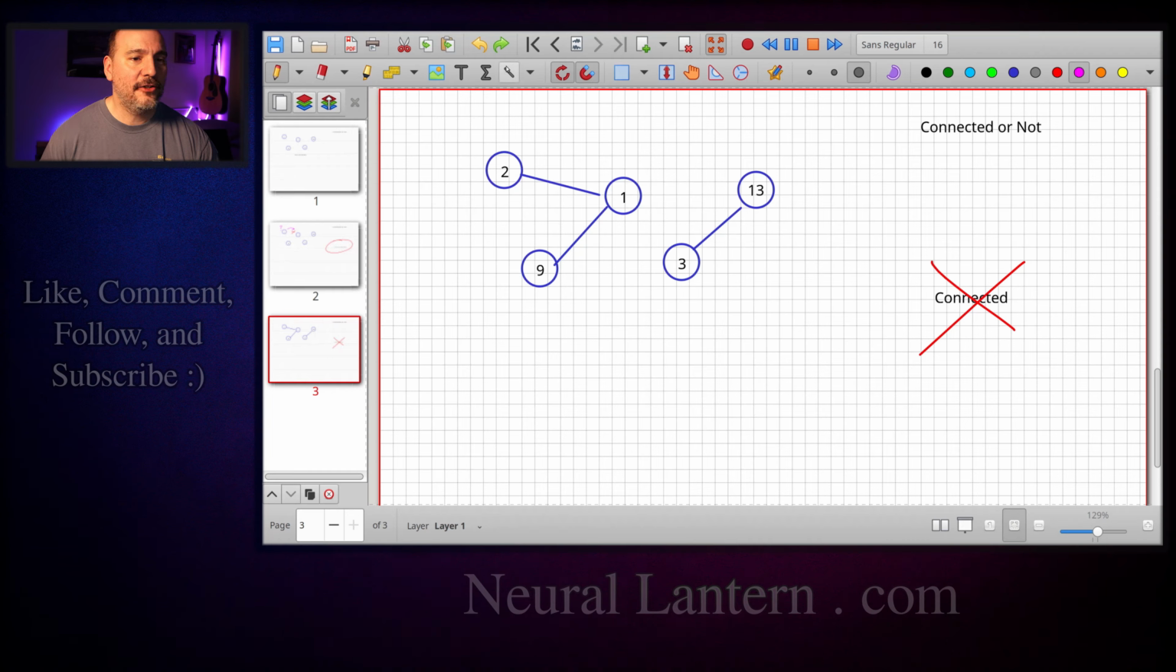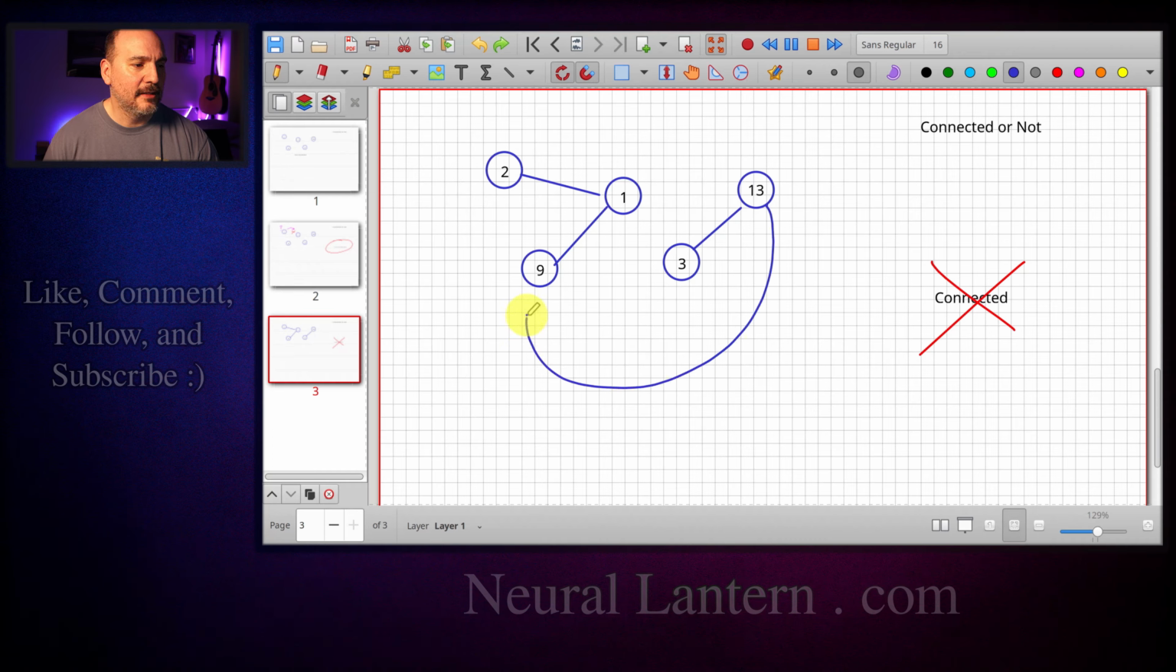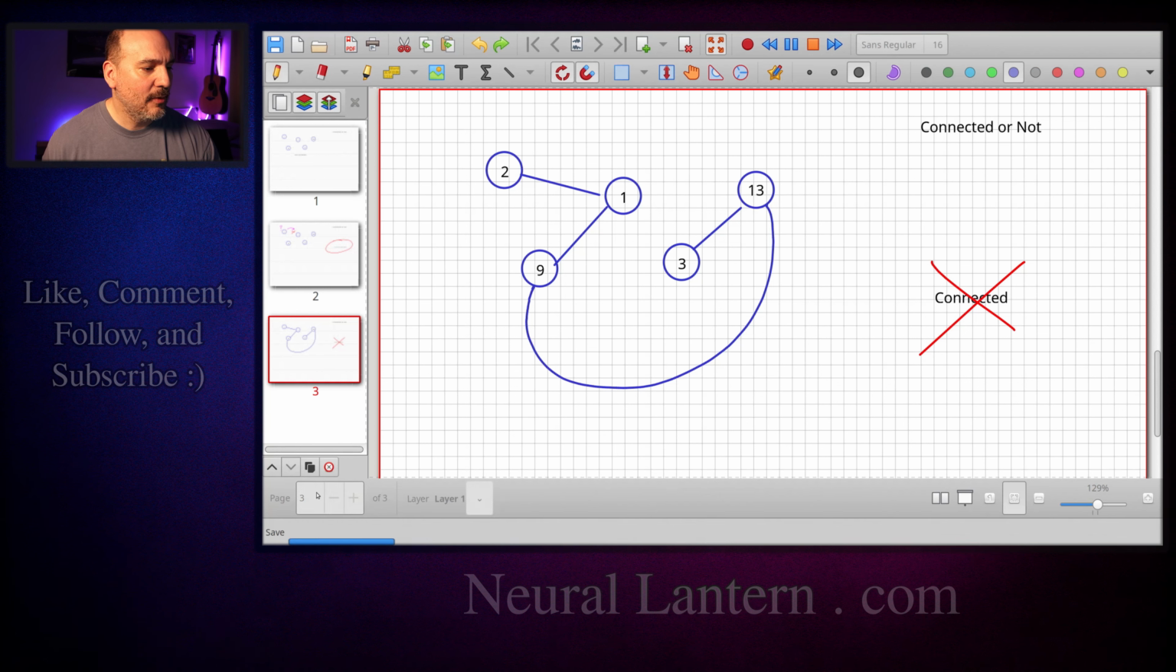Okay, I'm going to add one more edge, and then we'll just check again. Where do you think I'm going to do it? Maybe I'll add a funky edge going from 13 to 9 or something, just so it feels a little bit more awkward. Okay, let's check one by one.